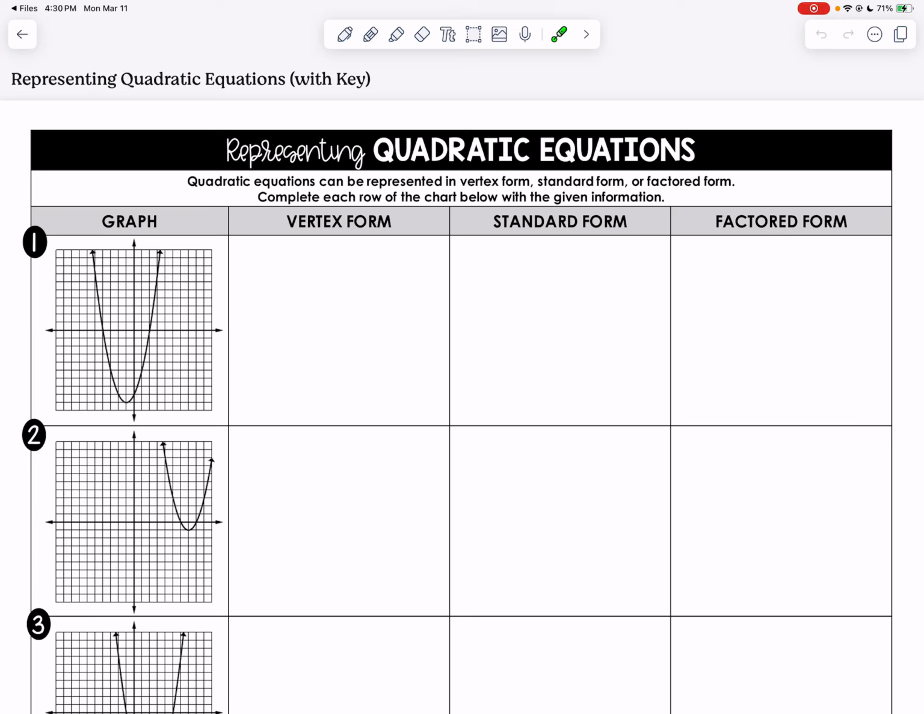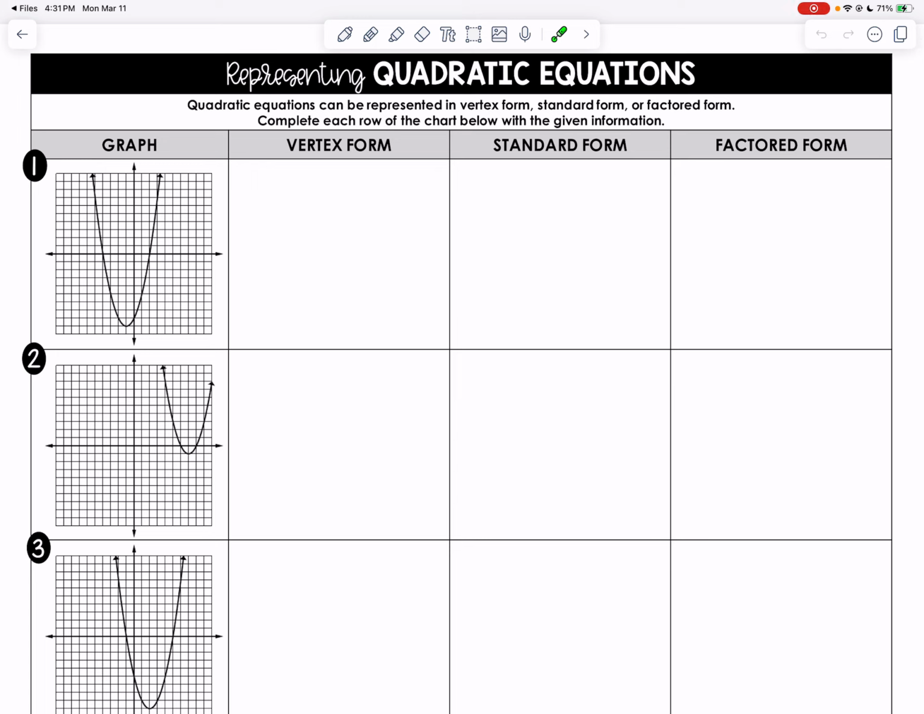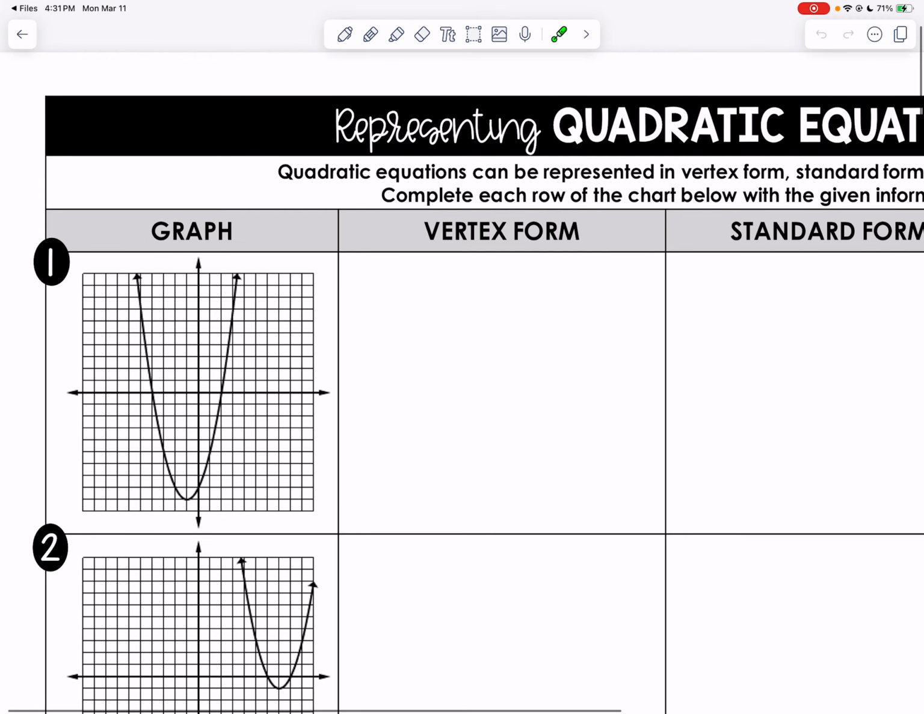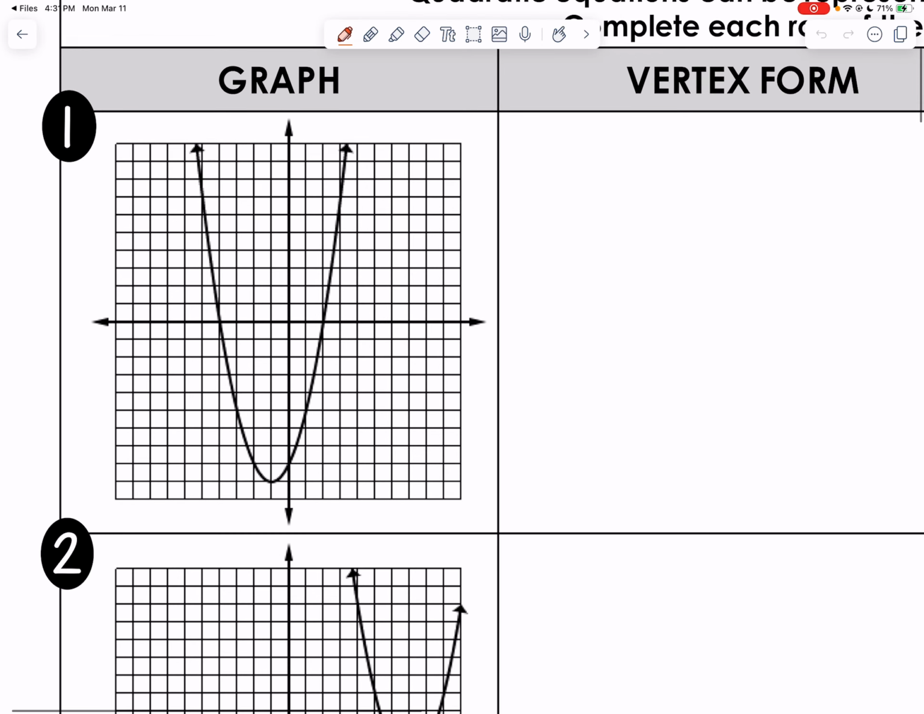Alrighty. In today's lesson, we are going to be doing more on converting between forms, but this time we are also going to integrate graphs. So for number 1, 2, and 3, notice how I give you the graphs, and we want to go to vertex form, standard form, and factored form of this graph right here.